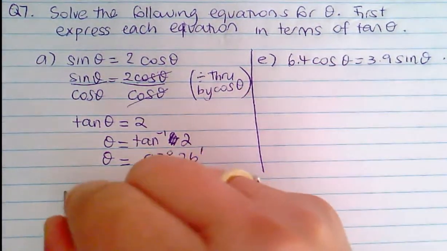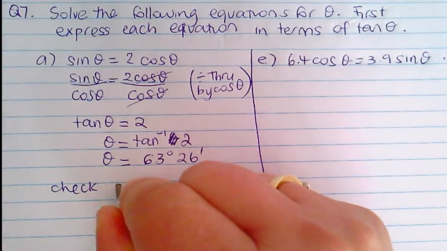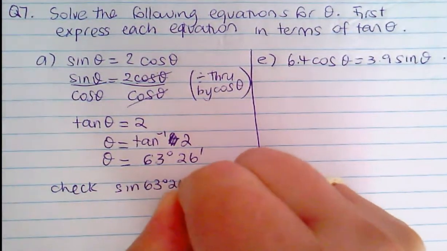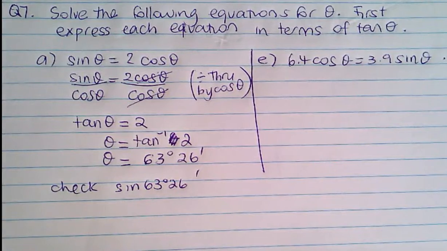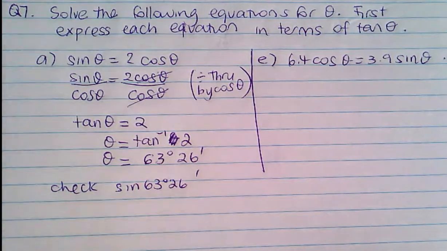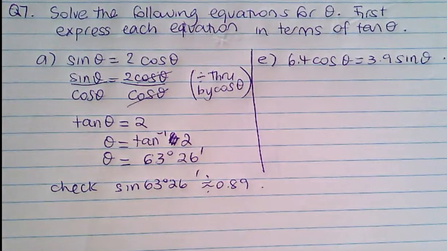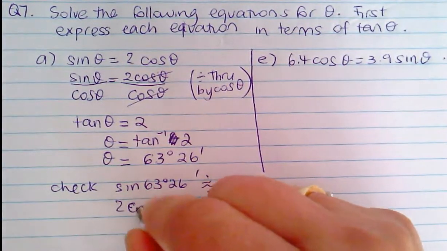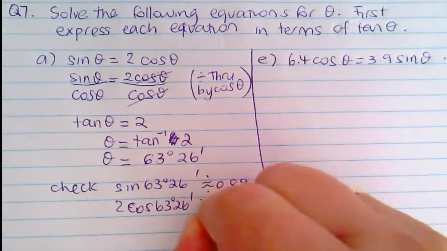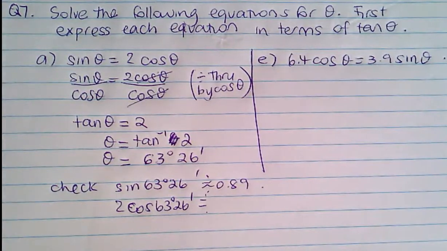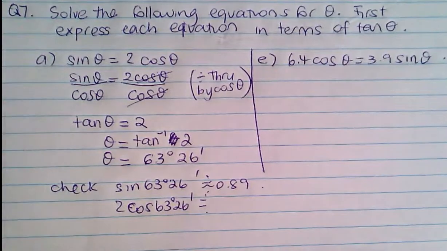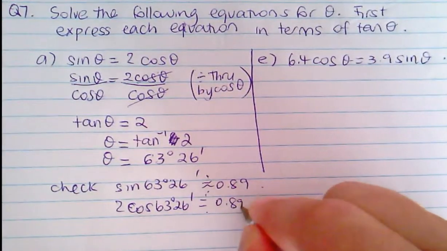So if you wanted, for example, to check your answer, left-hand side, sine of 63 degrees, 26 minutes. Of course, there might be a little bit of a rounding error. So I'm just going to do that. Sine 63 degrees, 26 minutes, I'm getting approximately 0.89. And if I do 2 times cos of 63 degrees, 26 minutes, evaluating that on your calculator with the degrees minutes seconds button, I also get approximately the same 0.89.